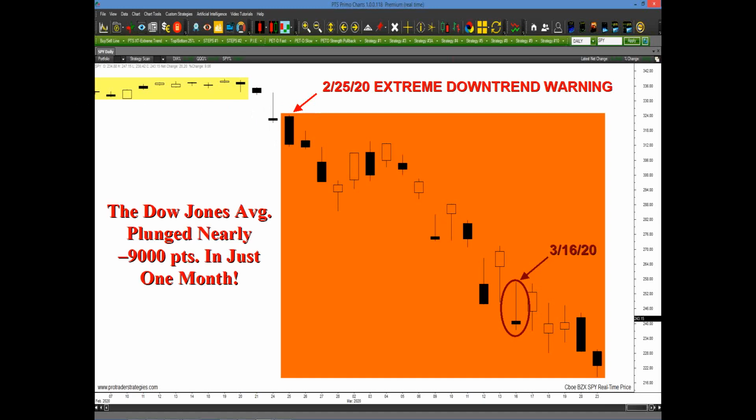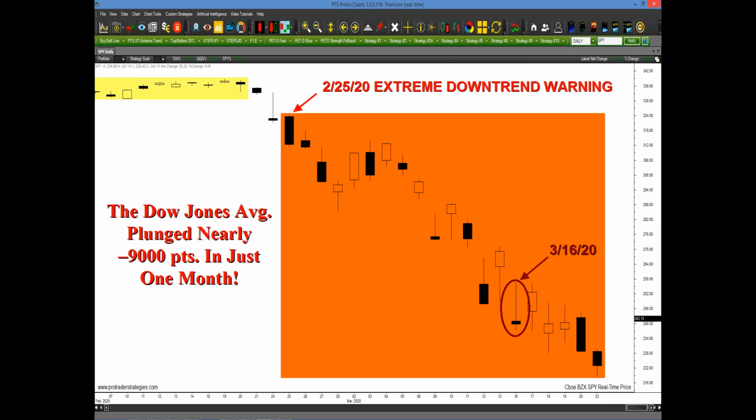This is a current chart of the Spiders. But this was comparable to a nearly 9,000 point drop in the Dow in just 1 month. How did we know? Well, we don't know. Remember, this is not a predictive tool. We didn't know this was going to go down 9,000 points. But wouldn't you have liked to have known just a month ago, exactly 1 month ago today, to either be out of the market or exit some of your positions, because an extreme downtrend warning had just been announced to you, okay?